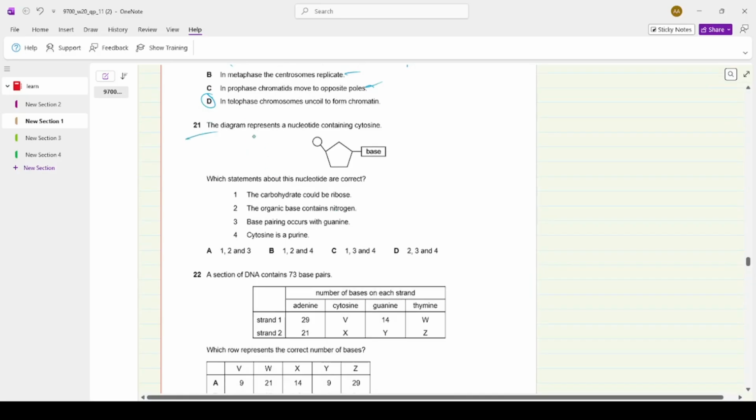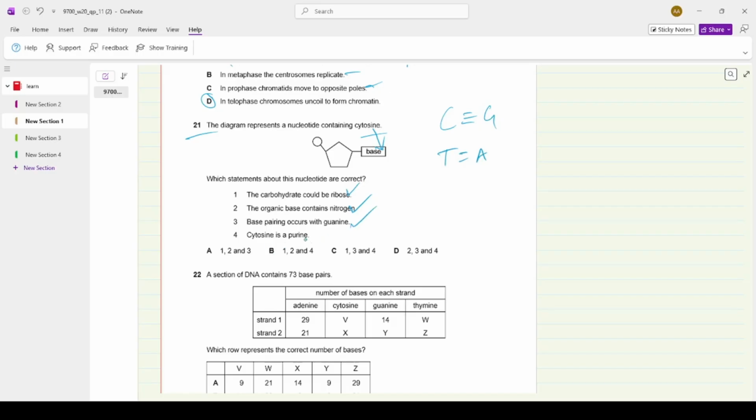Number 21, the diagram represents a nucleotide containing cytosine. So they are saying this base is a cytosine. Which statements about this nucleotide are correct? The carbohydrate could be a ribose. Yeah, it could be a ribose. It could also be a deoxyribose. So that makes sense. The organic base contains nitrogen. Yeah, all bases contain nitrogen. Base pairing occurs with guanine. Yeah, we know that cytosine pairs with guanine, and thymine pairs with adenine. So, okay, it makes sense also.